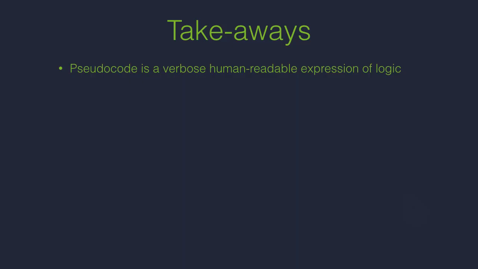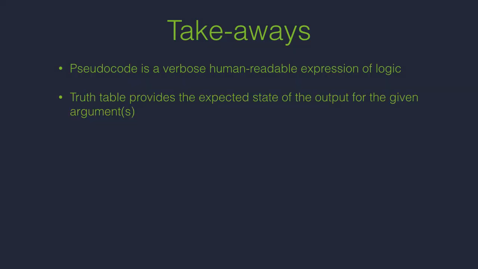All right, so what are the takeaways? Pseudocode is a verbose, human-readable expression of logic. The truth table provides the expected state of the output for the given arguments. And arguments here would be the inputs. You can also look at arguments when you get into pseudocode. So that's why we just use the word arguments. Okay, just get used to seeing that word. You'll see it a lot when you get into programming and into code.